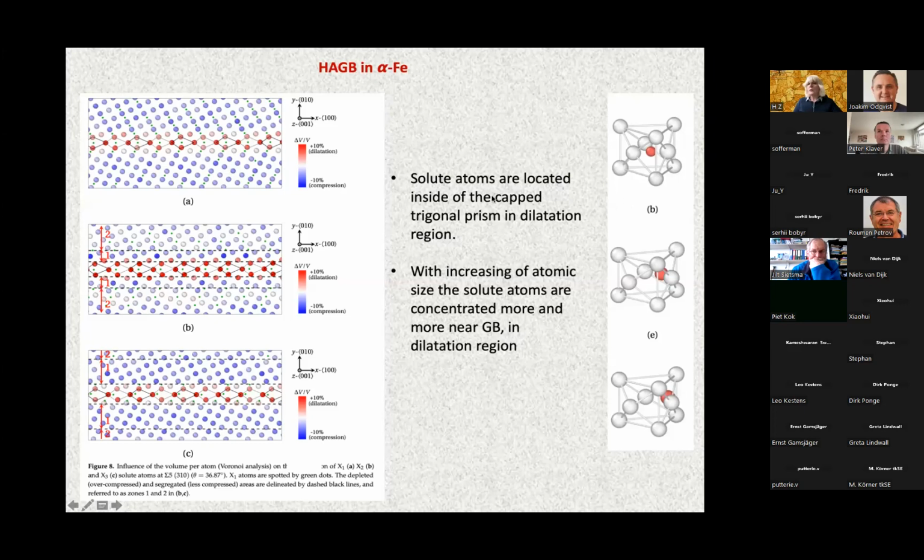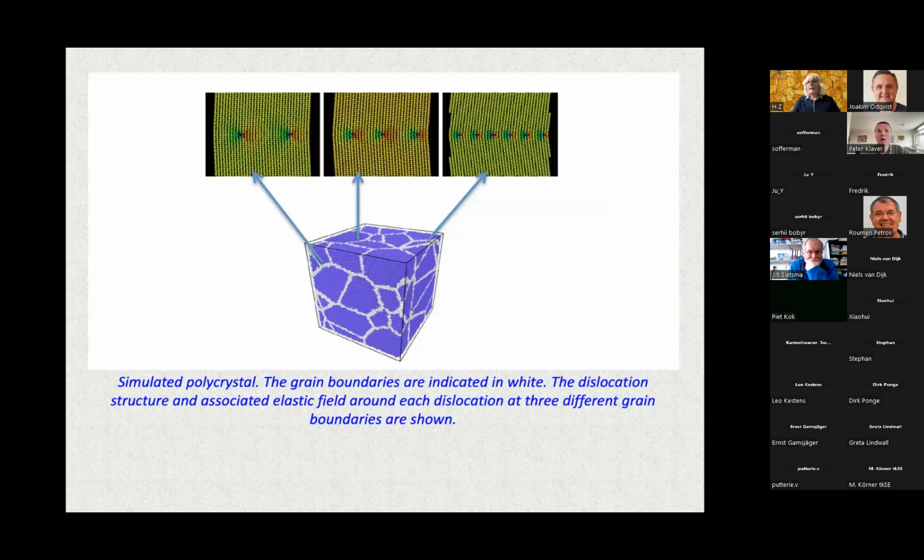We can show that the solute atoms are located inside of the capped trigonal prism, and this capped trigonal prism is situated in the dilatation region of these high angle grain boundaries. As well as now the computation, we can go to a very big simulation box. In our case, we are usually working around a 1023 cube simulation mesh.